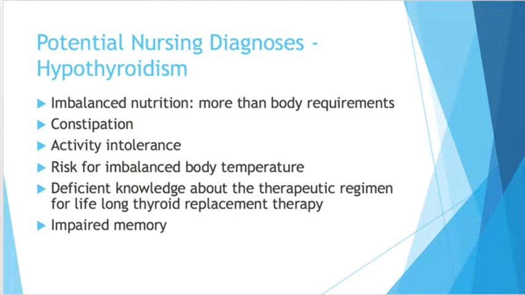Some potential nursing diagnoses related to hypothyroidism: they might have imbalanced nutrition, more than body requirements, constipation, activity intolerance, risk for imbalanced body temperature, deficient knowledge about the therapeutic regimen for lifelong replacement therapy, and then they may also have impaired memory. On pages 1516 to 1517 of your Med-Surg book, they show examples of nursing care plans for some of these diagnoses. But just keep in mind, this is not an exhaustive list.